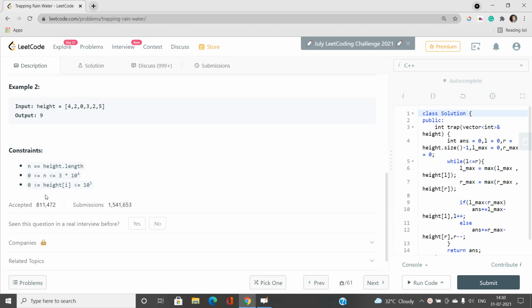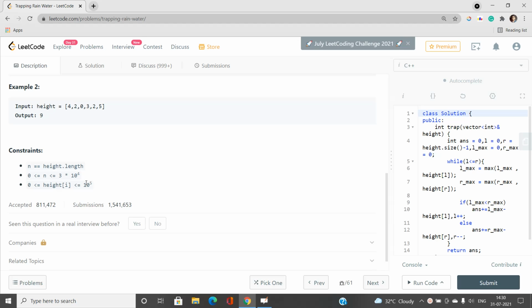Let's talk about the constraints now. n is height.length, and the maximum value of n is 3 into 10 power 4. So it gives us the idea that an O of n square solution is never going to pass, so we are not going to talk about that. We are going to talk about either an O of n solution or an O of n log n solution, but here I don't think we need an O of n log n solution. We can have an O of n solution.